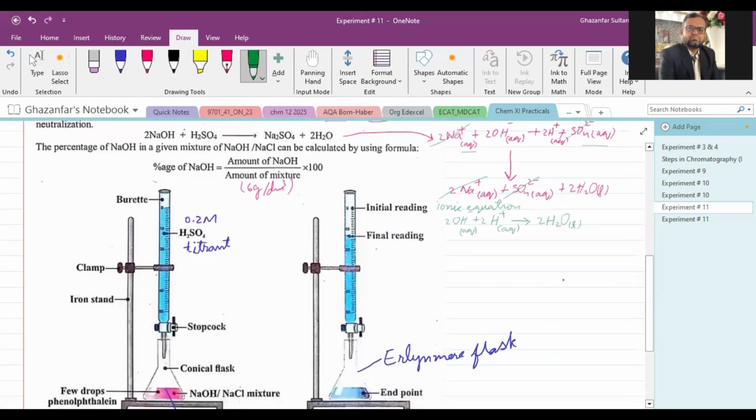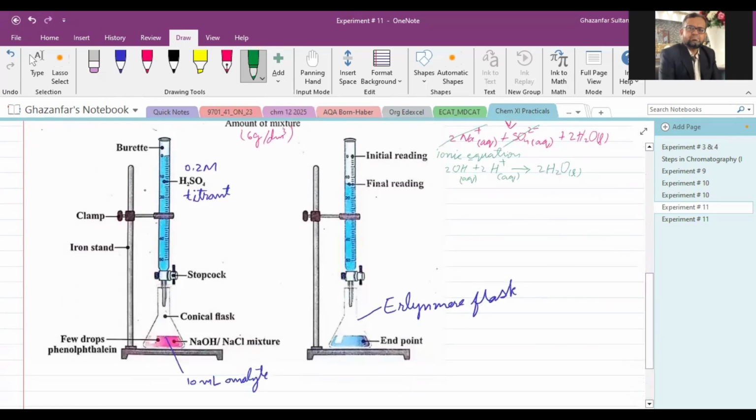I have already told you that we fill the burette with the titrant, and this titrant is 0.2 molar sulfuric acid, and we fill it in a way that there should be no air bubble or air even in this jet. This part is called the jet. This is the jet of the burette, and this is the stopcock, or you can use the word tap as well.